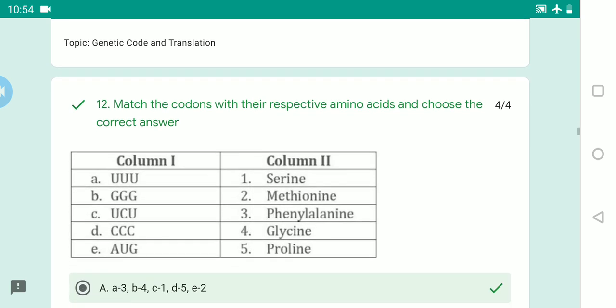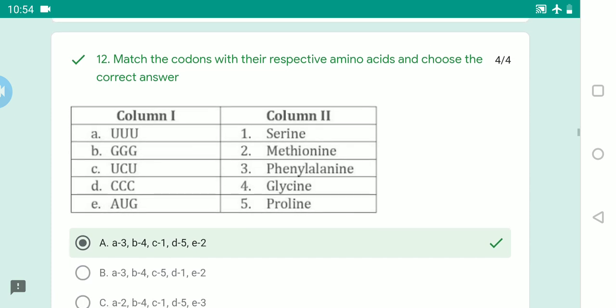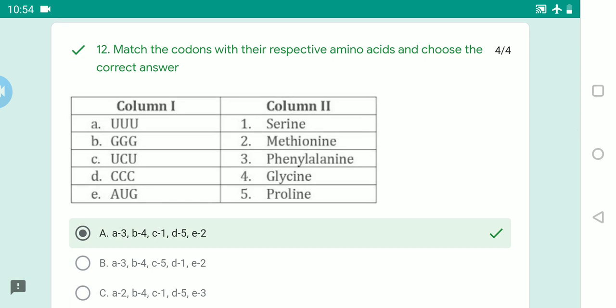Next question. This question is related to match the following. Again here it is the genetic code, that is codons, with respect to the particular amino acids. Match the codons with their respective amino acids and choose the correct answer. Here they have given UUU, it is actually phenylalanine. If you see the table, the 64 codons table is there in your textbook or in the notes. If you see that once, then you can come to know.